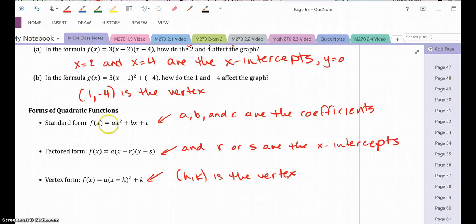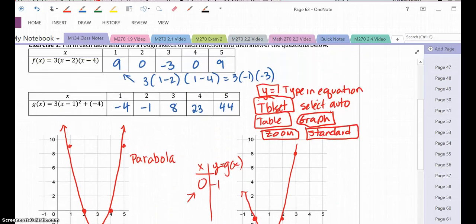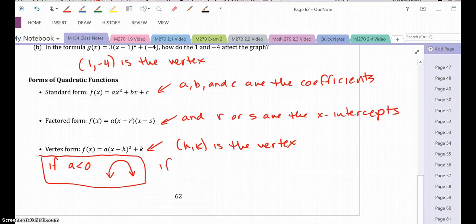There's one more thing I want to tell you about these formulas, is the a. Notice how you have an a here in all three of those. The a tells you whether your graph is going upward or downward. Both these examples were upward graphs, upward parabolas. And notice on both of them, the a's were 3. But if your a is negative, the graph is going to look like this. It's going to go downward. So that's something to know. Again, if your a is positive, it's going to go upward.